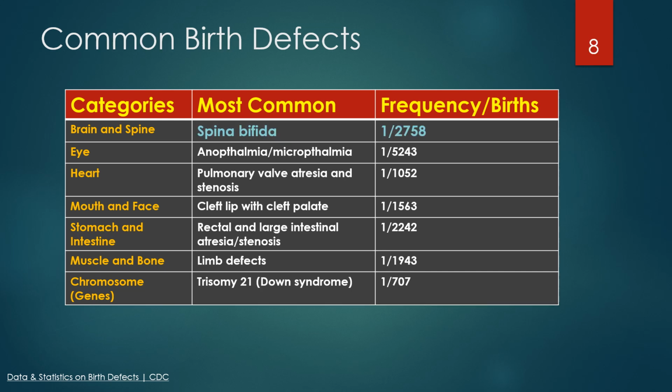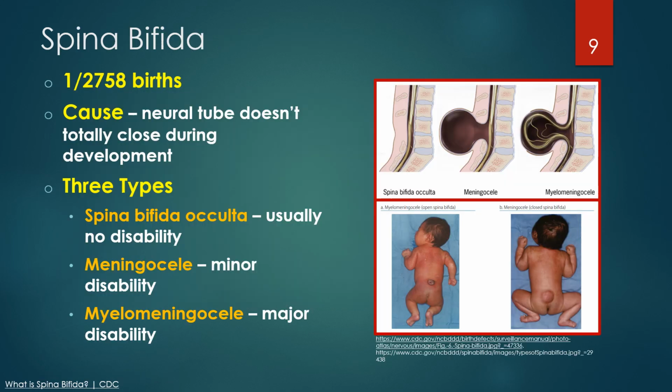The most common brain and spine defect is spina bifida, which occurs once in every 2,758 births. Spina bifida can happen anywhere along the spine. When during fetal development the neural tube doesn't close all the way, the backbone that protects the spinal cord doesn't form and close as it should. The 3 most common types of spina bifida are spina bifida occulta, meningocele, and myelomeningocele.